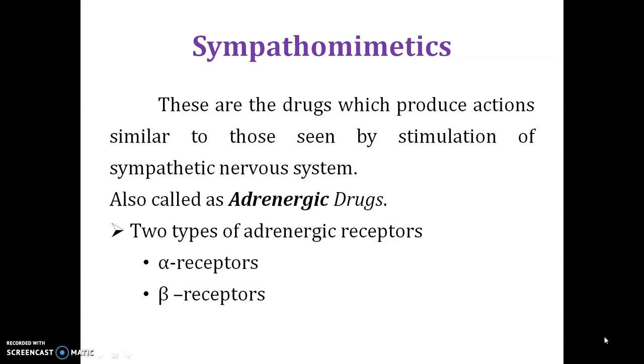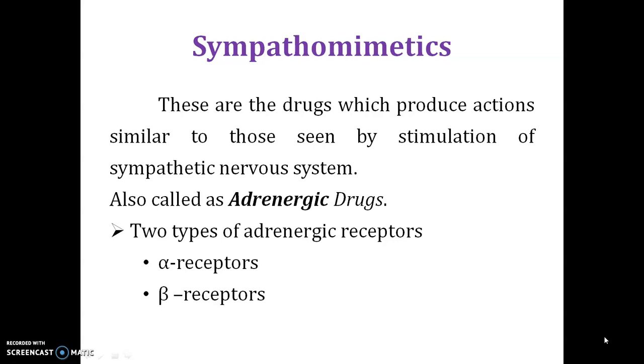Sympathomimetics are the drugs which produce actions similar to those seen by stimulation of the sympathetic nervous system. The neurotransmitter present at the neuroeffector junction of the sympathetic nervous system is noradrenaline or adrenaline. So, these drugs are also called adrenergic drugs.